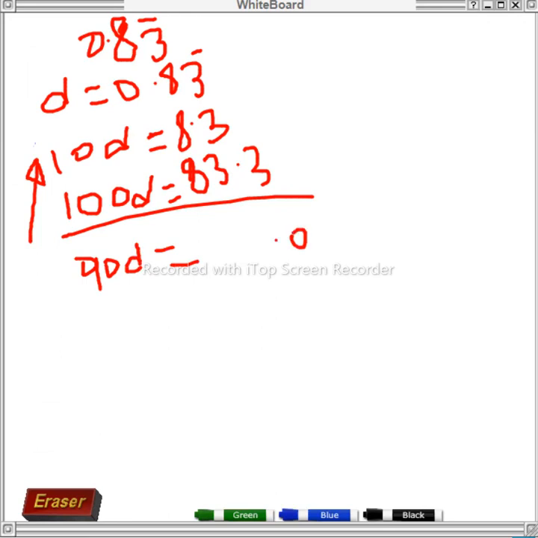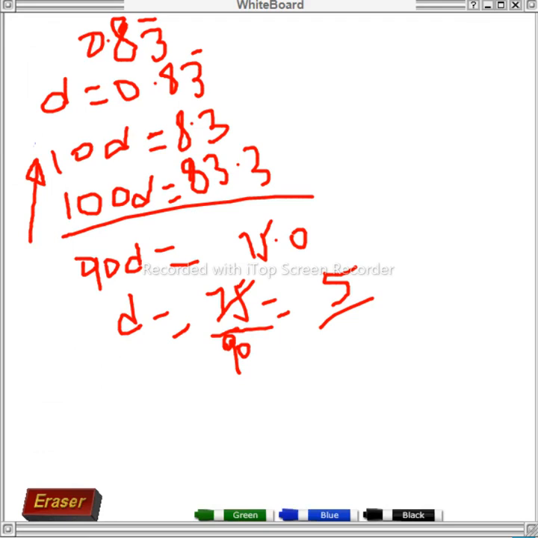And when we subtract 8.3 from 83.3, we get 75. So 75 over 90. So d will be 75 over 90. Let us divide this by 15. 75 divided by 15 gives 5. When we divide 90 by 15, we get 6. So the answer is 5 over 6.